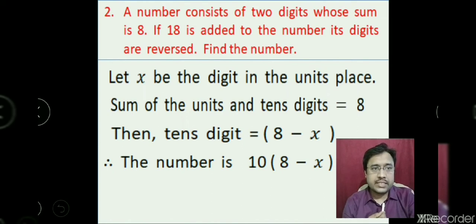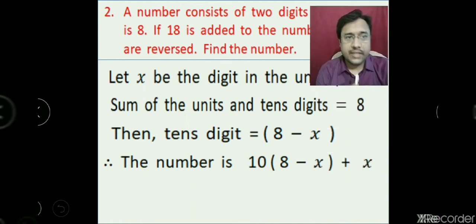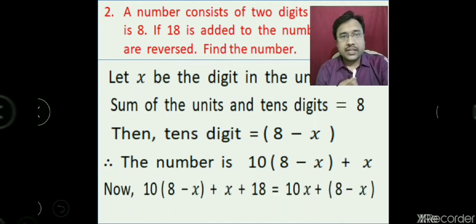Therefore, the number is 10 into (8 minus x) plus x. According to the rule, 10 into tens digit plus ones digit. Now when you add 18 to the number, the digits are reversed according to the question. So I am adding 18 to the number, and then we can see the digits are reversed.